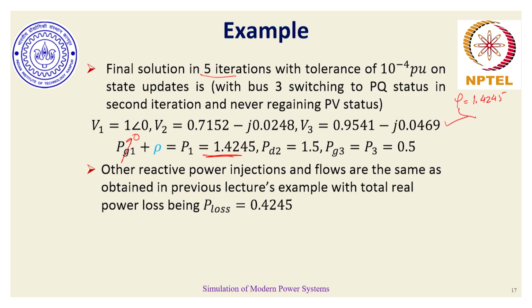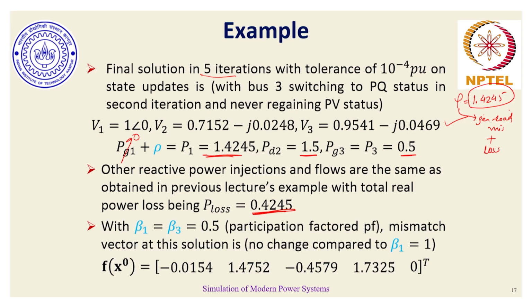Why is rho 1.4245? Rho is responsible for generation load mismatch plus system loss. The loss has turned out to be, real power loss has turned out to be 0.4245. In terms of generation load mismatch, the demand is 1.5. Only one generator is generating 0.5. So the additional 1 PU load requirement gets added to this loss, which is responsible for 1.4245. The answer is exactly the same that we saw for Newton-Raphson rectangular version of coordinates.